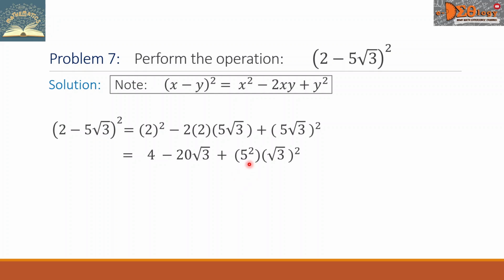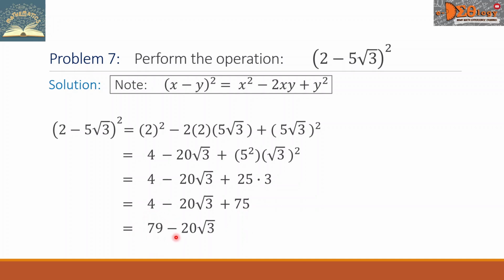Then we simplify. 5 squared becomes 25 times the square root of 3 cancels this power 2 and the radical. Only 3 comes down. So 3 times 25. That will be 75 added to 4. That is 79 minus this 20 square root of 3.